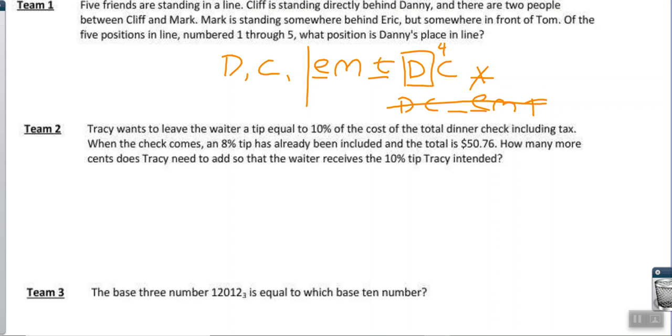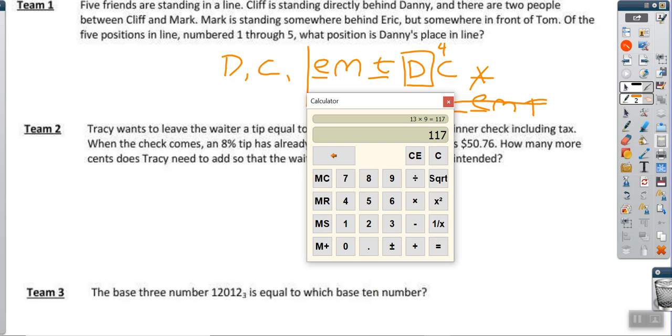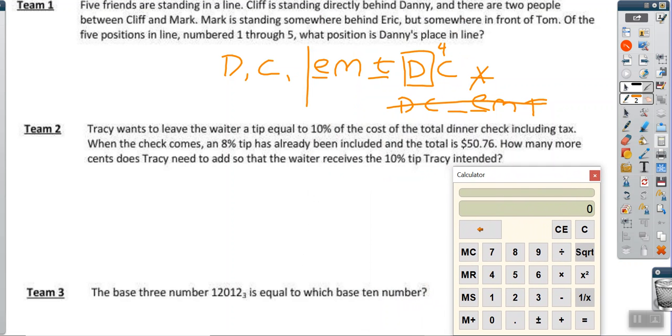All right, Tracy wants to leave the waiter a tip equal to 10% of the cost of the dinner, including tax. When the check comes, an 8% tip has already been included, and the total is $50.76. How many more cents does Tracy need to add so that the waiter receives the 10% tip Tracy intended? All right, so this is simply a calculator problem, right? So I'll put this over here.